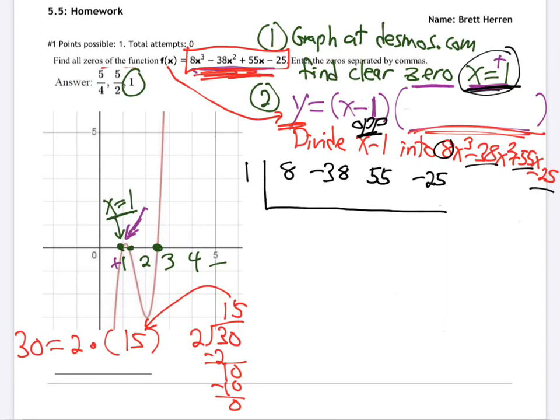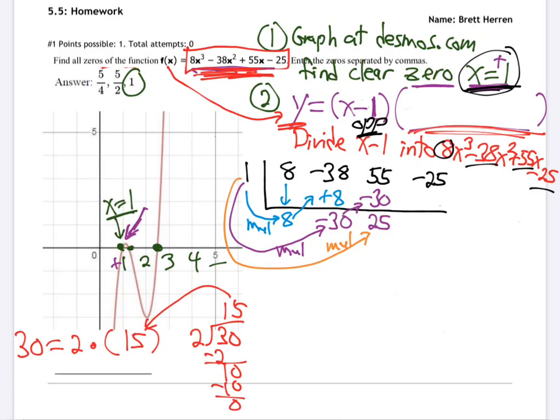Okay, and then remember how this works. You bring down the 8, and then you multiply 1 times 8 is positive 8. Add them up, and that becomes minus 30, right? And now you take the 1 and you multiply. We're doing synthetic division. 1 times minus 30 is minus 30. Then you add those up. 55 minus 30 is 25. And then you multiply again.